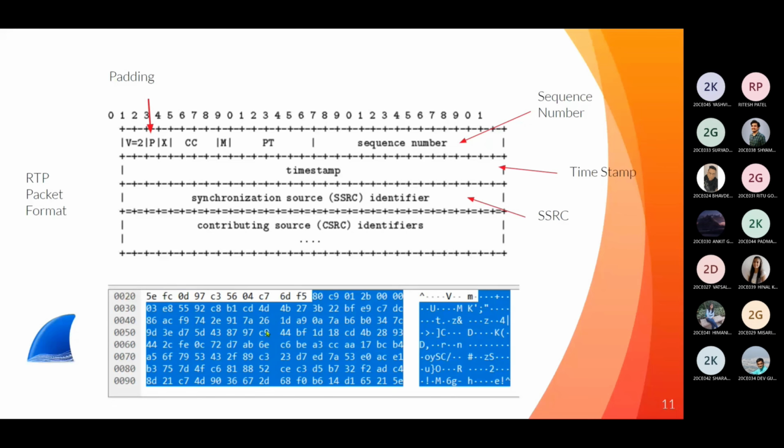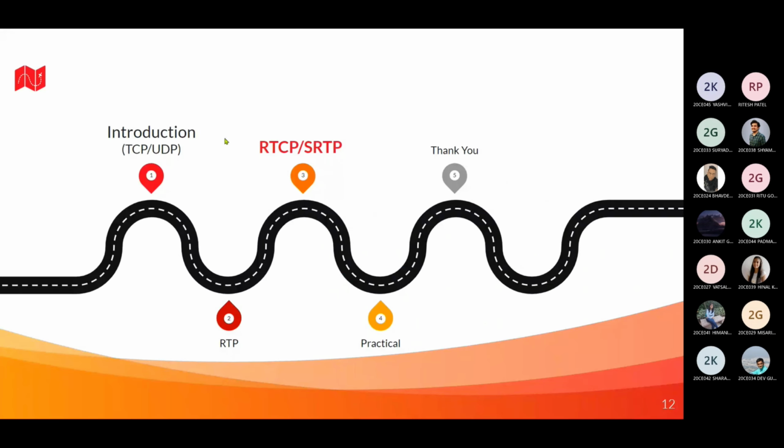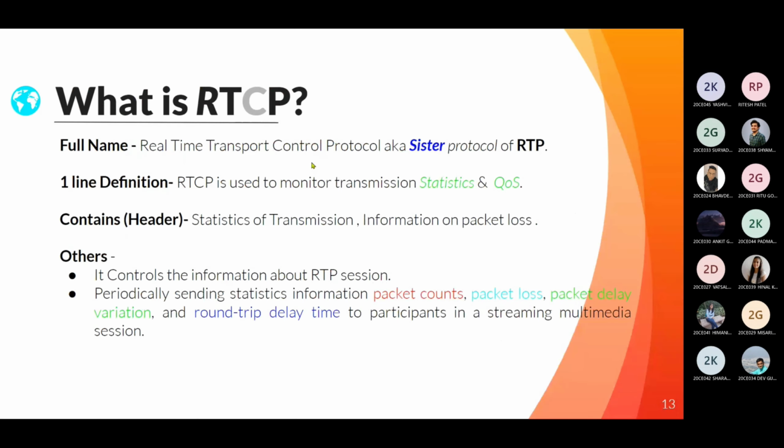As I explained RTP, now let's move to RTCP and SRTP. What is RTCP? RTCP full name is only one change: Real-Time Transport Control Protocol, aka the sister protocol of RTP. Why is it called the sister protocol? I will explain in a moment. In a nutshell, RTCP is used to monitor transmission statistics and QoS, quality of service.